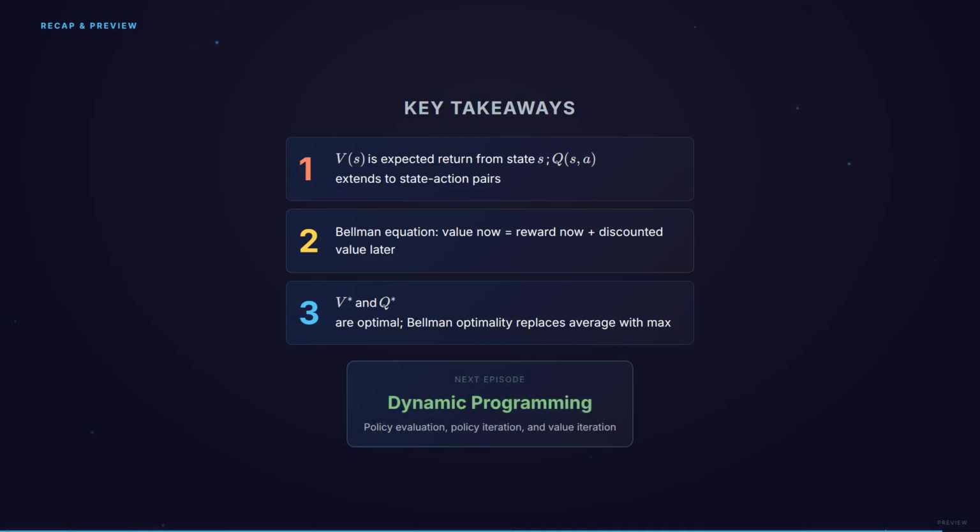In the next episode, we'll stop admiring the equations and start solving them. Dynamic programming gives us the first algorithms for computing value functions and finding optimal policies. Policy evaluation, policy iteration, and value iteration. The theory becomes code. See you there.